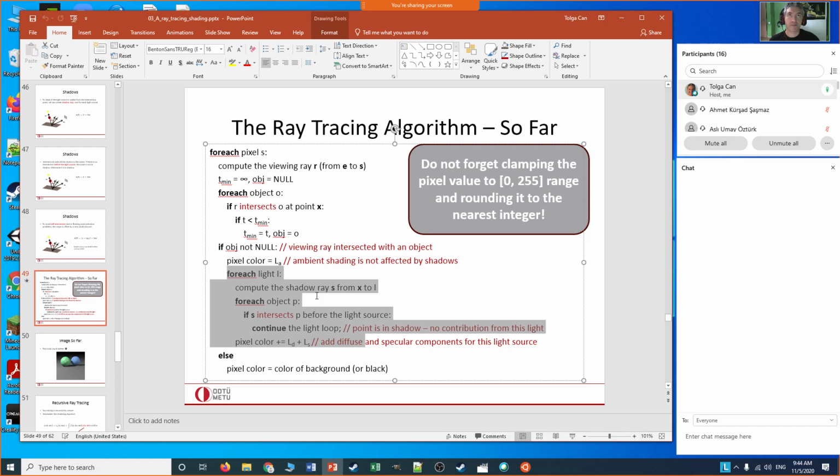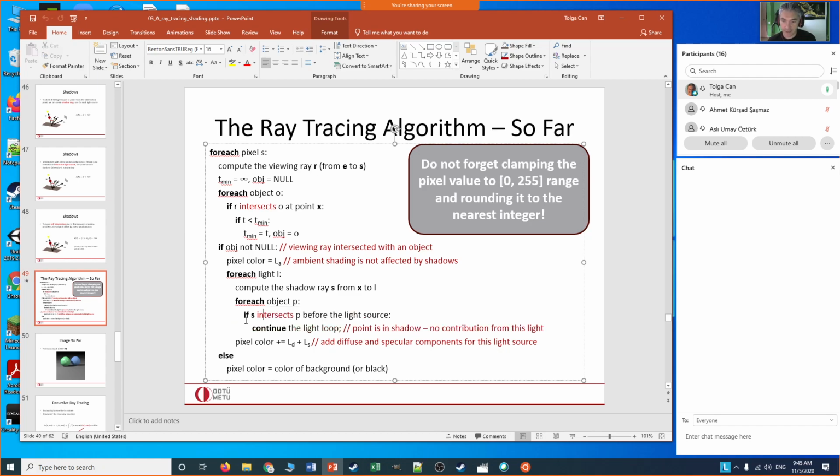We check whether there is any object that prevents the ray from this point light source from hitting the point that we see. In other words, is there any other object in between the point light source and the point X that we are currently seeing? If that is the case, if we are in shadow, we do not add the diffuse and specular components due to this light source. We just skip to the next light source in our for loop. This is the continue in the light loop.